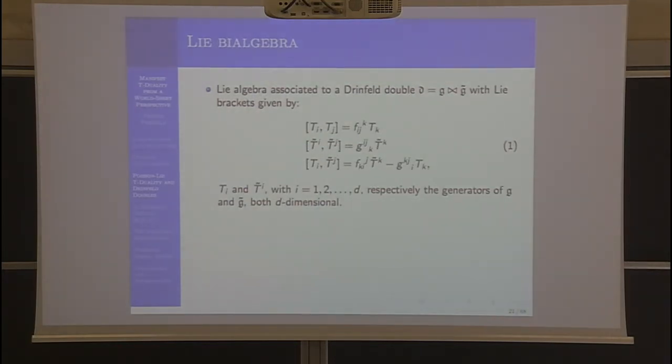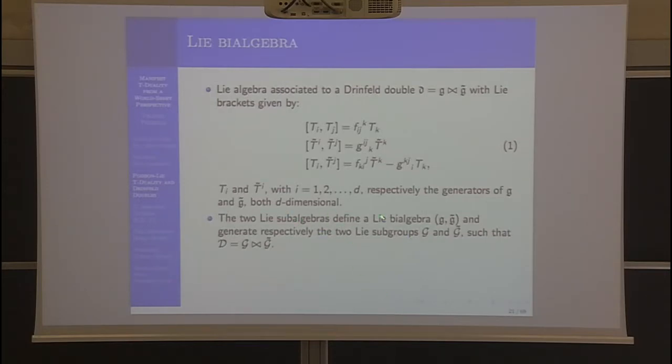So let's go a little bit more into the mathematical structure of a Drinfeld double. We have seen that the Lie algebra associated to a Drinfeld double is a bialgebra. This means that the Lie algebra can be decomposed in this way, with Lie brackets that assume this form. T_i and T tilde^i are respectively the generators for G and G tilde, and they have this particular structure as brackets of the Lie algebra. The two Lie subalgebras define a Lie bialgebra, and generate respectively the two Lie subgroups when we exponentiate these objects.